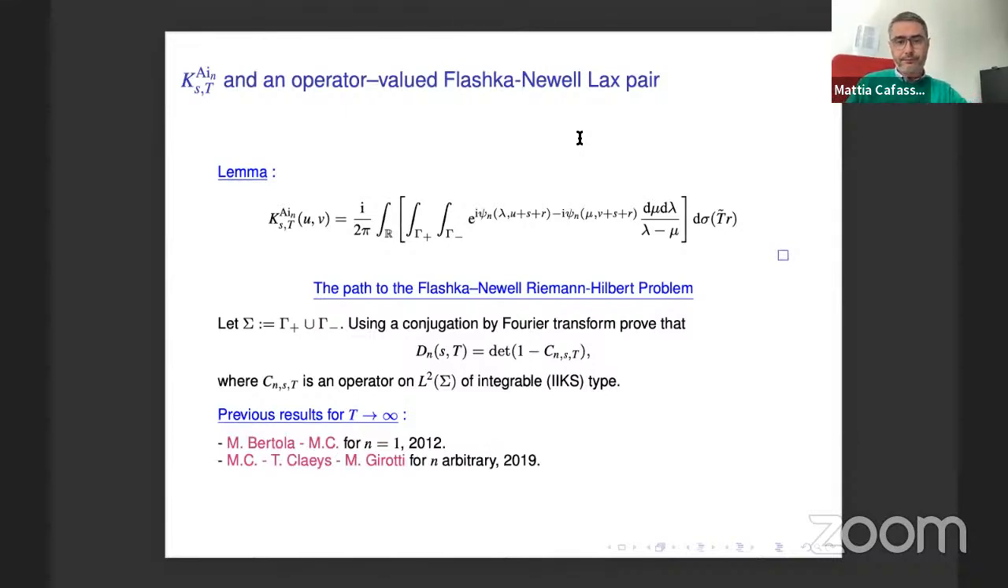And using a sort of Fourier transform that is due to the fact that you have here this function psi, we prove that this Fredholm determinant D_n^ST can be written as a Fredholm determinant of a certain operator on the contour gamma plus and gamma minus, which are integrable of IIKS type, but of infinite dimension.